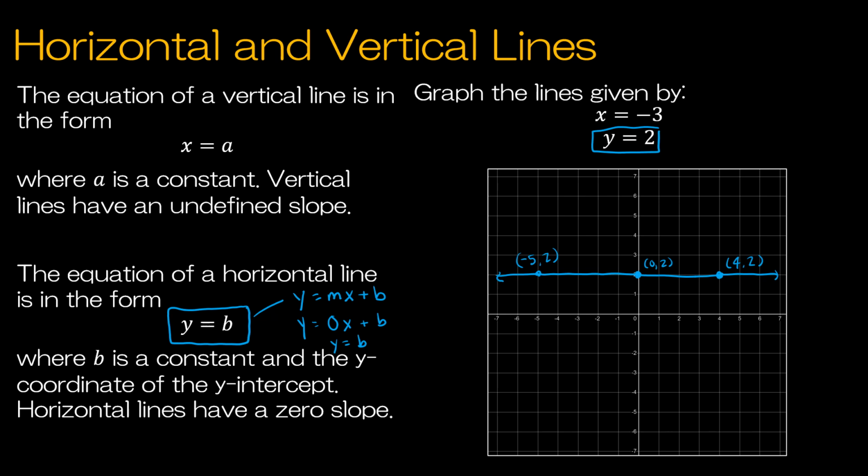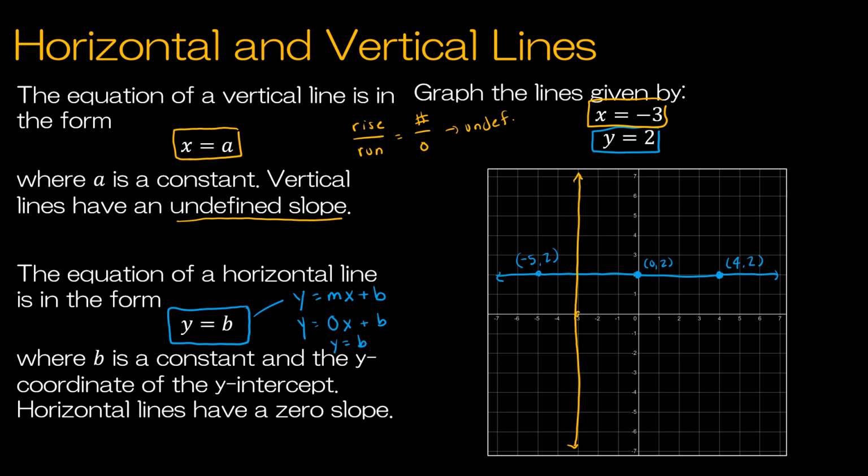The one that doesn't work with slope-intercept form is the vertical line. And a vertical line is in the form x equals a, where a is some constant. And the reason it doesn't work is because in this case, vertical lines have an undefined slope. So that means the rise over run is some number divided by 0. And we all know we can't divide by 0, and that's why this is called undefined. So whenever you get an undefined slope, you know that you're dealing with a vertical line. For instance, x equals -3 would go through any point where x is -3.